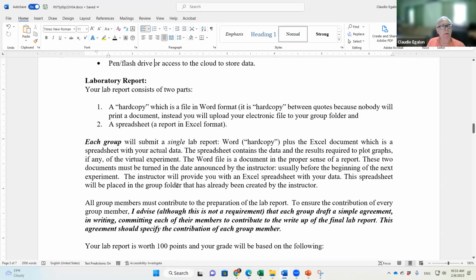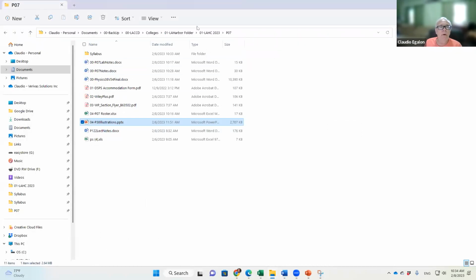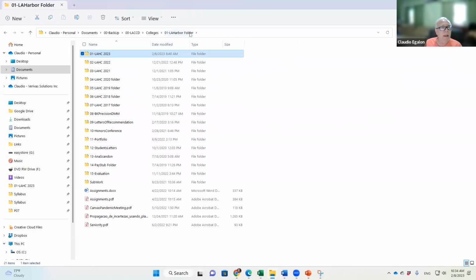So you're going to come up with a lab report. You're going to perform an experiment, the virtual experimental activity, next week. And then you're going to come up with a lab report. The lab report consists of 2 documents, a hard copy, which is a document in Word format. Let me give you an example. My students already know about that. Okay, so I'm going to give an example from last semester.